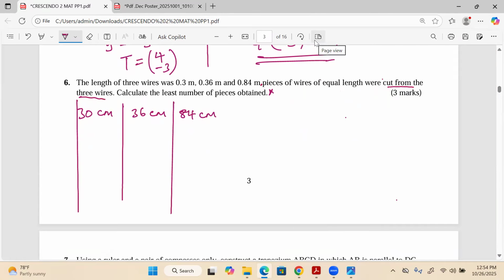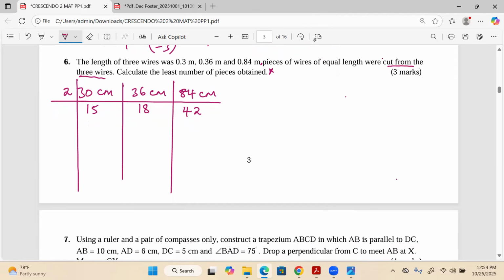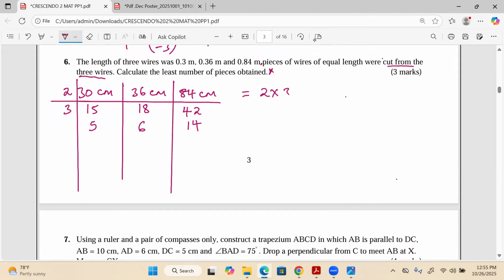So we find the GCD. We divide by 2 first. This is 15, and this is 18, and this is 42, right? Then we can't divide by 2 again. We are looking for a common divisor. Therefore, 2 cannot divide 15. So we can check whether 3 can divide. This is 5, and this is 6, and this is 14, right? Therefore, 5 is already a prime factor, so we can't continue dividing by anything common now. The GCD is exactly 2 by 3.